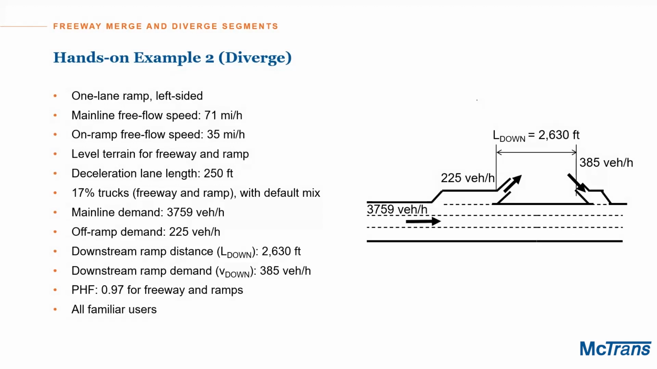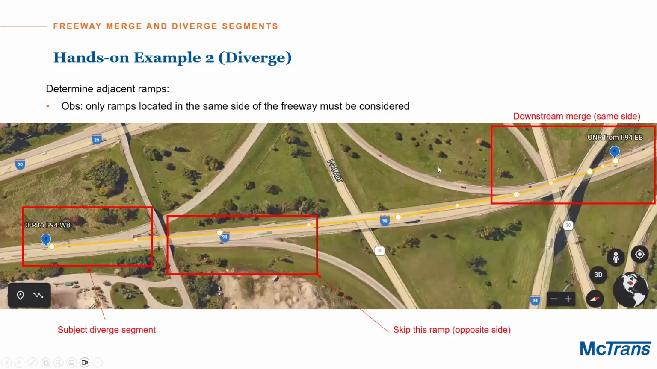Before we dive into the modeling, I want to quickly discuss how we are modeling adjacent ramps for this particular example. You may notice here that this is a left-hand ramp, and the immediately downstream ramp is located on the right side. Because the adjacent ramps are used to compute the vehicular flow located on the ramp influence area, or in this case the two leftmost lanes, we are going to skip this right side ramp and consider only the next ramp, which is a merge, because this is located on the same side. So always keep that in mind when looking for adjacent ramps.